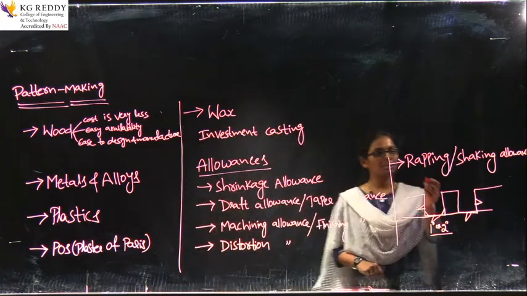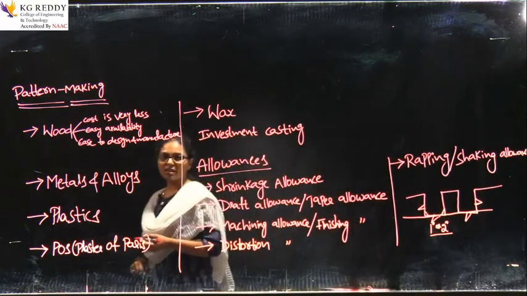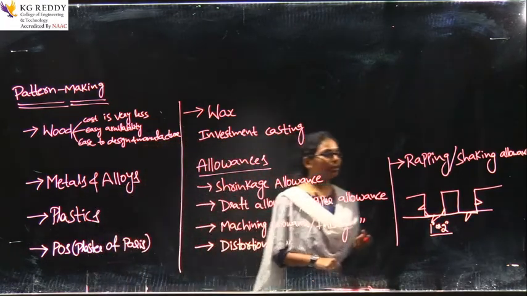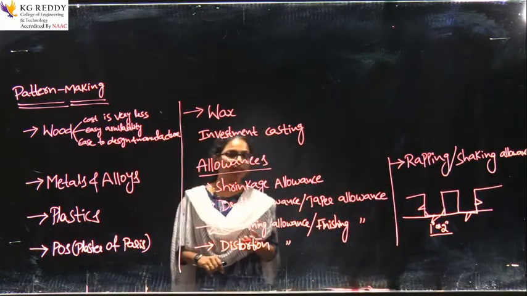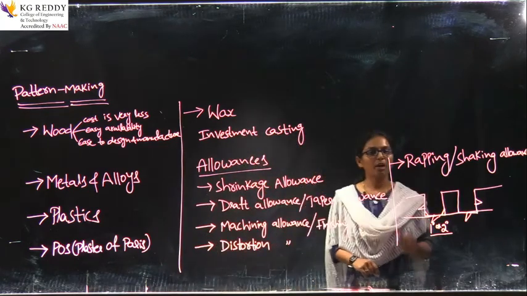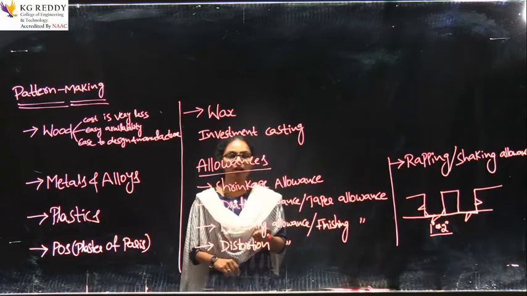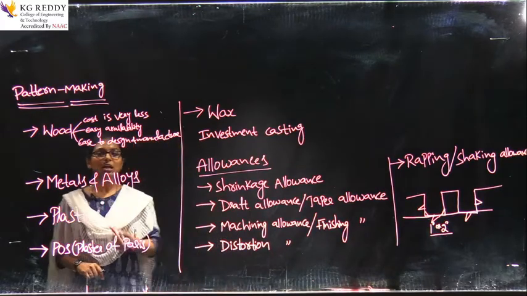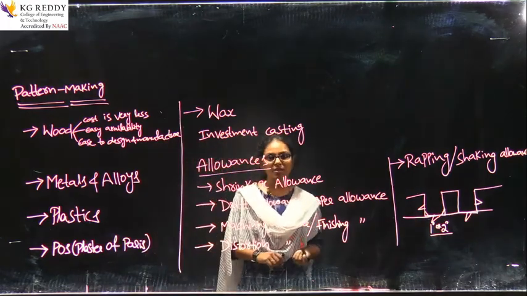And the last one is warping allowance or shaking allowance. Whenever the pattern size is large, while removing the pattern from the molding sand, it may enlarge the mold cavity. So, automatically the casting size also increases. To avoid that we provide warping allowance to the pattern to get the exact size of the casting. So these are the allowances we have to consider before making the pattern to get the actual dimension and exact size of the casting. Thank you all.